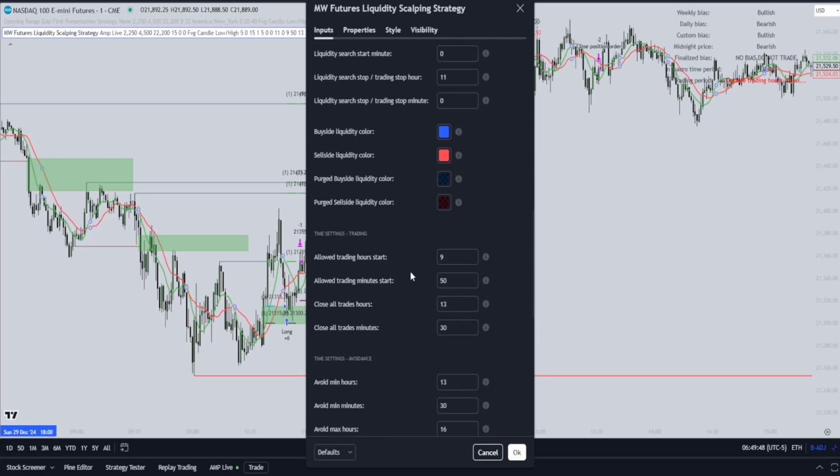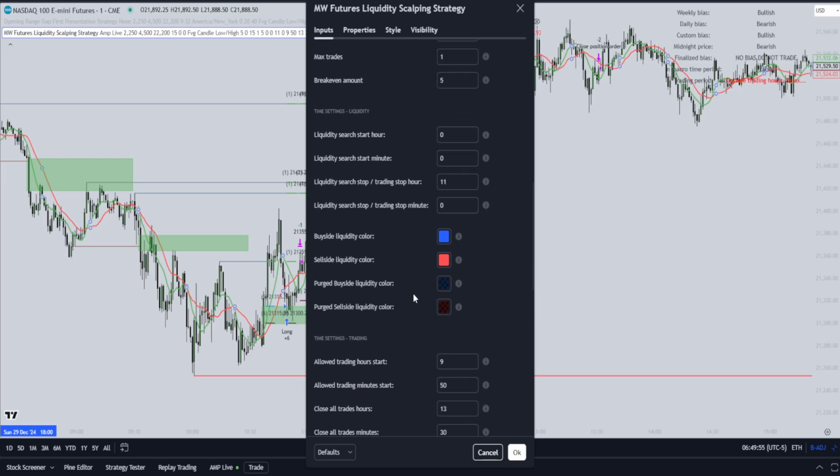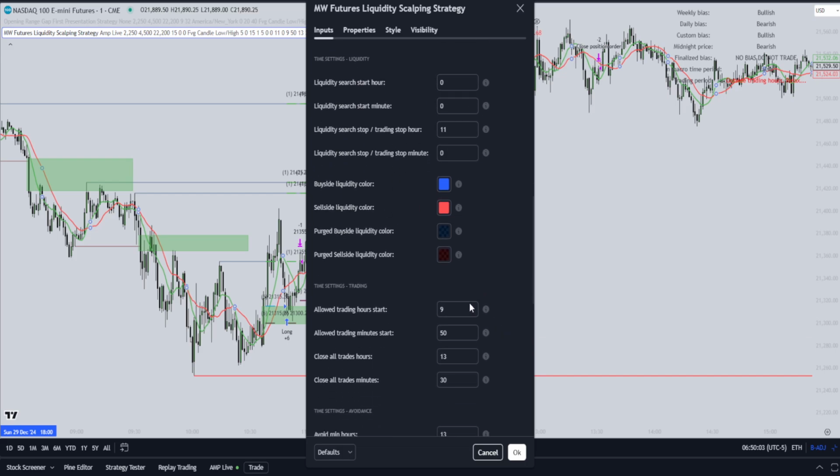So you have to take into consideration that the allowed start time of hours and minutes should be later than the liquidity search start hour and minute, because if there is no liquidity generated, there's no trade to be placed. Hopefully I explained it in a way that you understand why this is so important and why and how you potentially could make a lot of different scalping models with this.